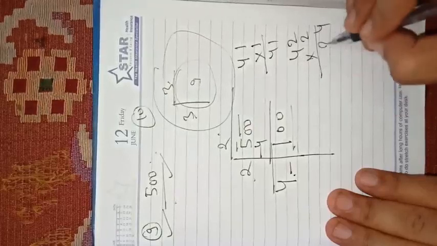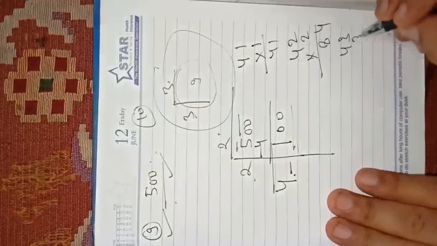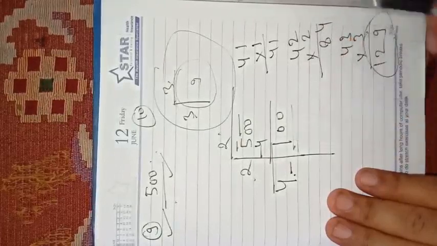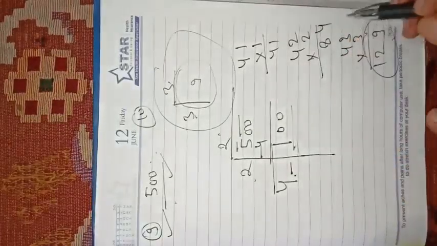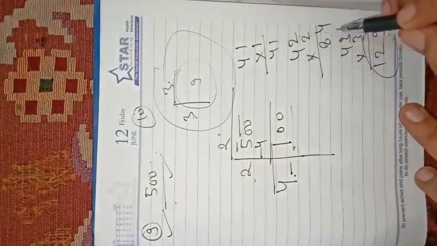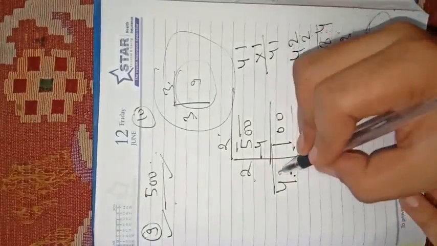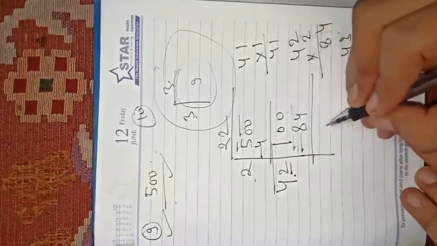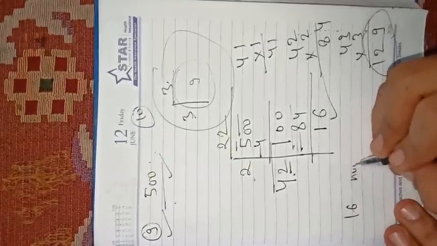2 2s are 4, 2 4s are 8. Suppose we fill it by 3. So 43, 3 3s are 9, 3 4s are 12. We cannot write this number because we have to subtract. So we will write a smaller number and we will write this. So 42 2s are 84. How much is remaining? 16 is remaining. So 16 students will be left.